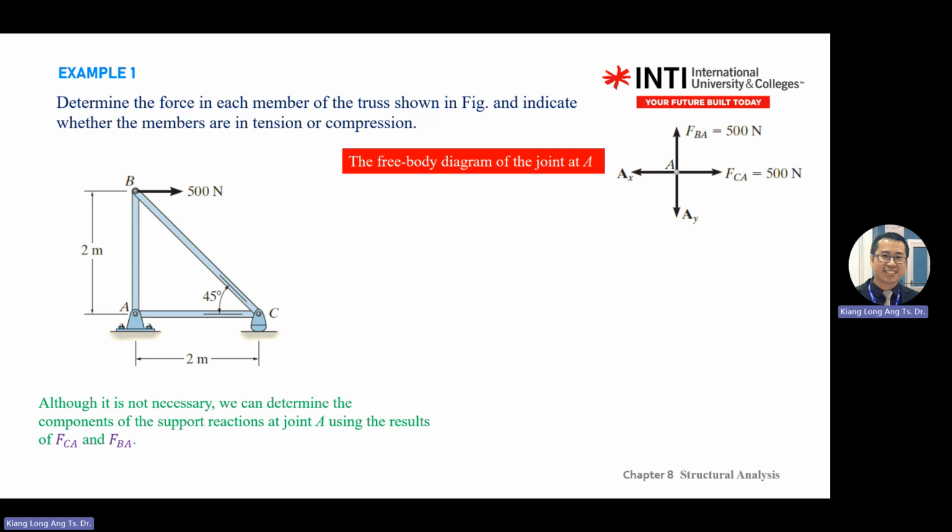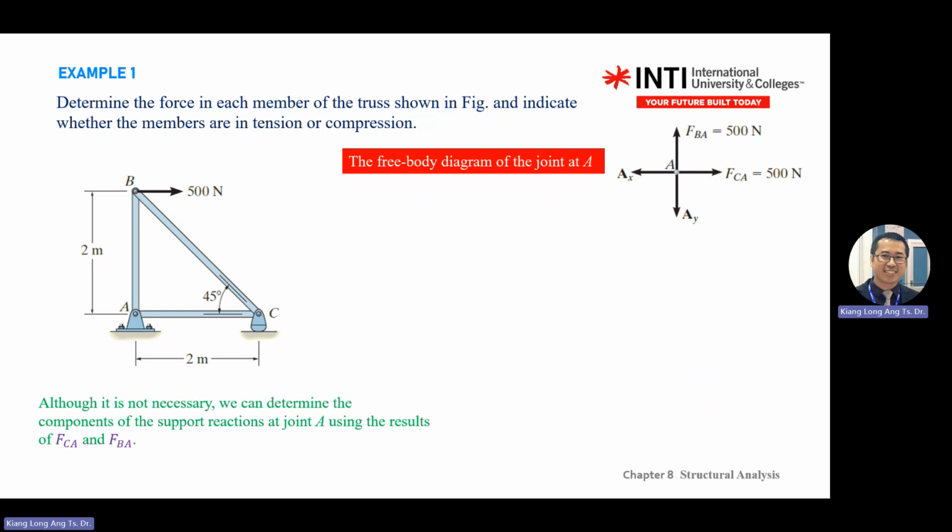Okay, this one is common sense. The direction of AY and AX must balance FCA and FBA. This is common sense. Although AY commonly is pointing up and AX commonly pointing to the right, to balance, when you do all the force equals 0, AX will point to the left, and AY will point down.